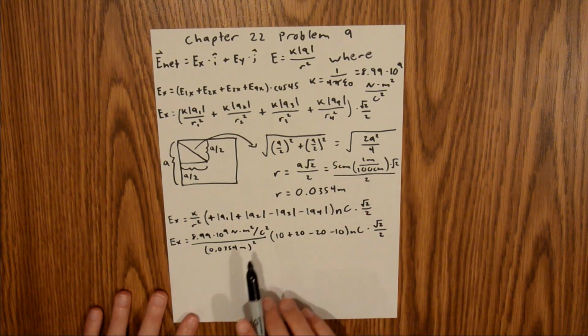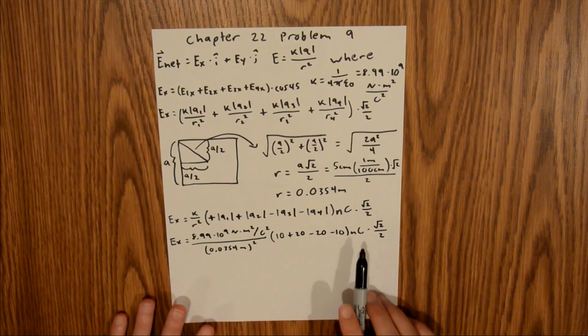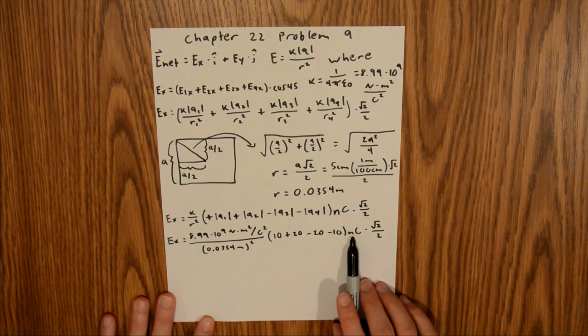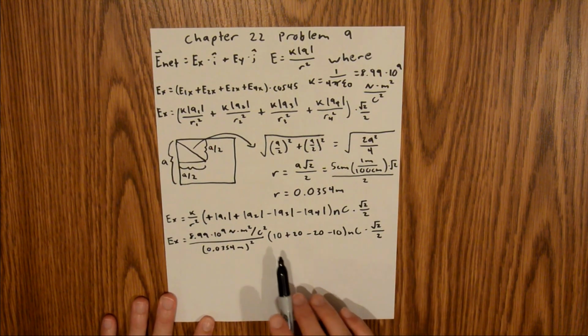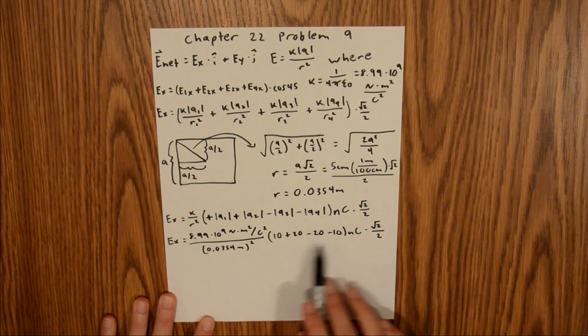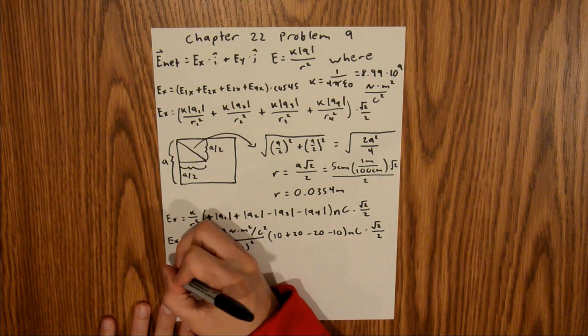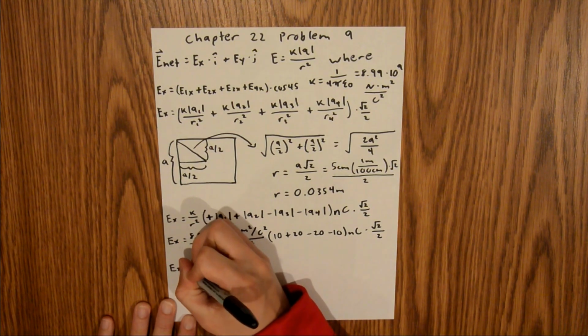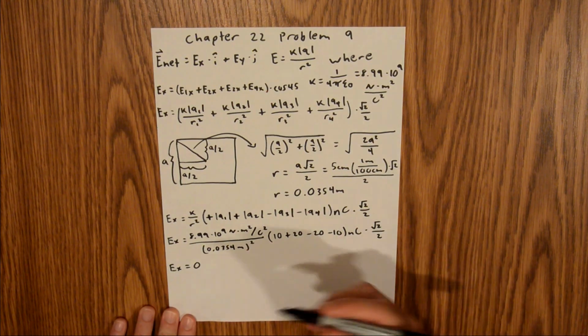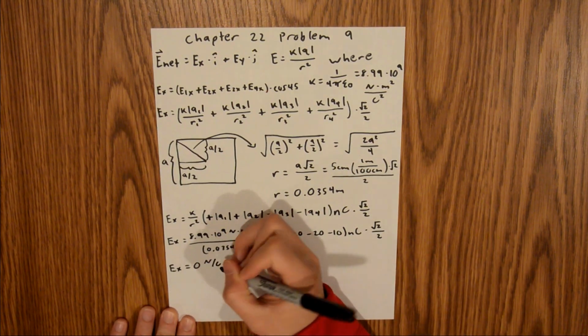And now, since this is coulomb squared and this is nanocoulombs, it would be advisable to convert this nanocoulombs into coulombs, but if you look right here, we actually have 20 minus 20 and 10 minus 10, so all that ends up being 0, and so our E of x actually ends up being 0, and so we don't need to do the unit conversion. And that has units of newtons per coulomb.